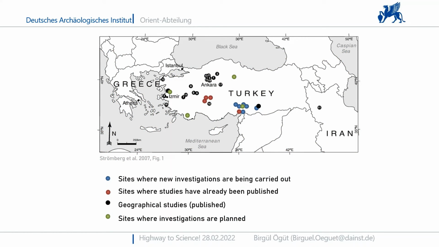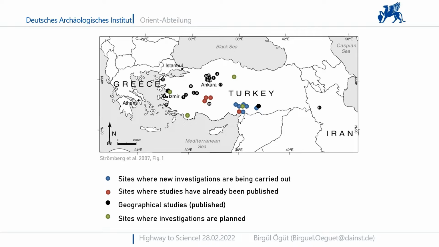I'm always surprised at how many papers there are on phytoliths in Turkey, and new articles keep popping up. I've tried to list here via the map from Stromberg et al., which works already exist, at least those that I know of. I would be very happy if you know of more work or if colleagues get in touch so that we can exchange ideas.